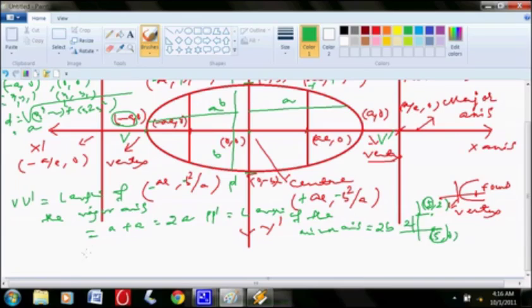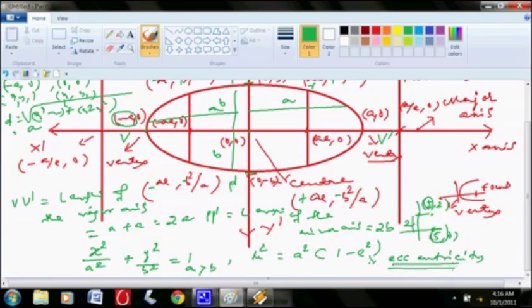Overall, the equation of the ellipse is x square by a square plus y square by b square is 1, and b square is a square into 1 minus e square. Here this a must be bigger than b. This e is called eccentricity. What it means, you do not have to know for the moment.